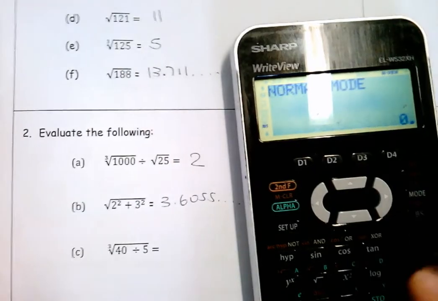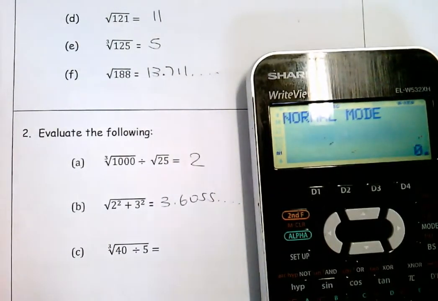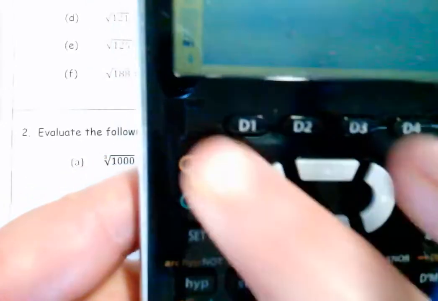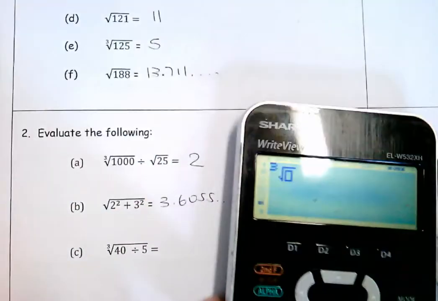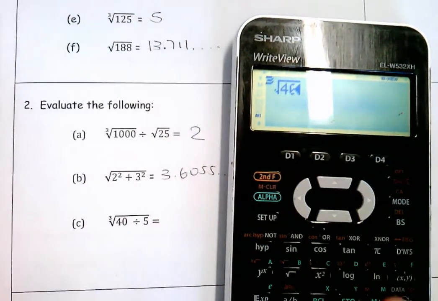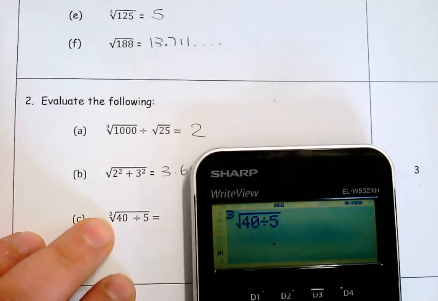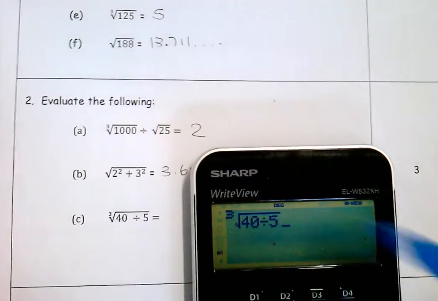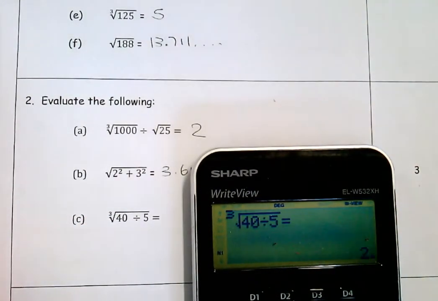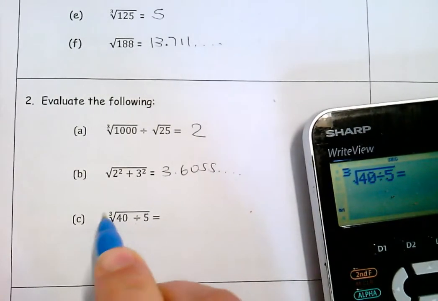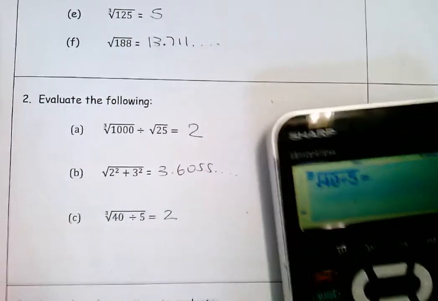The next one is the cubed root of 40 divided by 5. So again, that cubed root button is just there. So we go second function cubed root. And then we want 40 and divided by 5. As long as it's all under the square root sign like it looks in the question, it has to look exactly like that, and that's fine. And we get that that's 2. Because what it's doing, 40 divided by 5 is 8. Cubed root of 8 is 2.